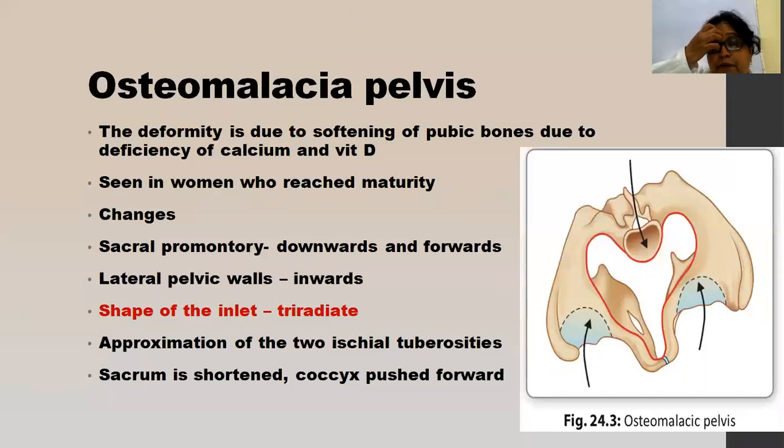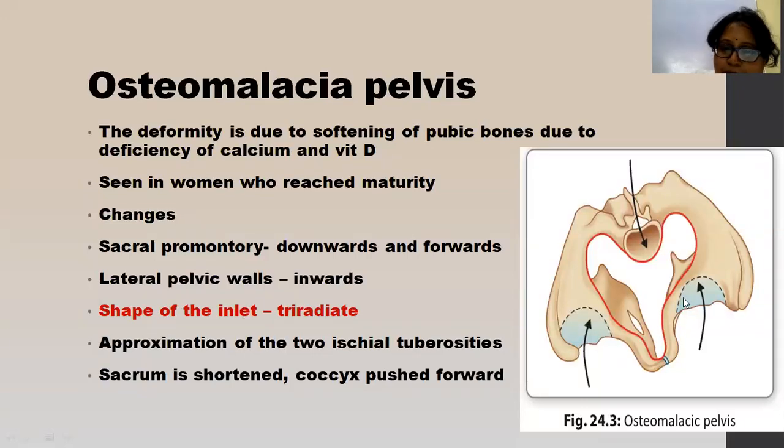Now we will see how the pelvis looks like in osteomalacia. This is because of softening of the pelvic bones, because of deficiency of calcium and vitamin D. It is seen in women who have reached maturity. The changes are, the sacral promontory is downwards and forwards. The lateral pelvic walls face inwards. Here you can see the lateral pelvic walls facing inwards. And the shape of the pelvis is triradiate.